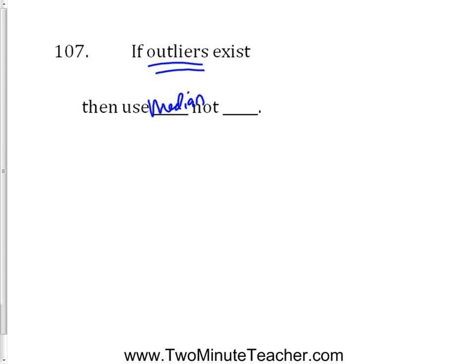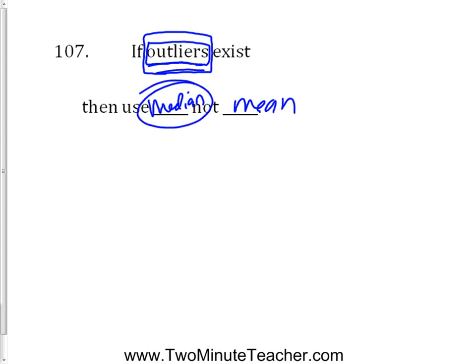Because if, for instance, you had a neighborhood of people, and one of the people in the neighborhood was Bill Gates, and he made $1 billion last year, and everybody else in the neighborhood might have only made like $50,000, he's going to throw off the average a lot. So if you have an outlier like that, where one of the numbers is way bigger or way smaller than all the others, an outlier is a hint to not use the average because it'll throw off the average. So not the mean. Use the median, because the middle number doesn't get thrown off.